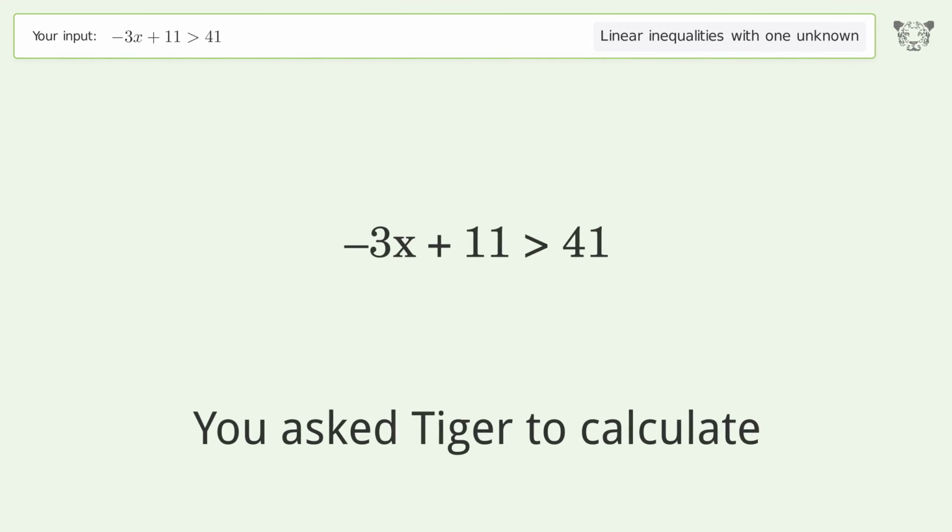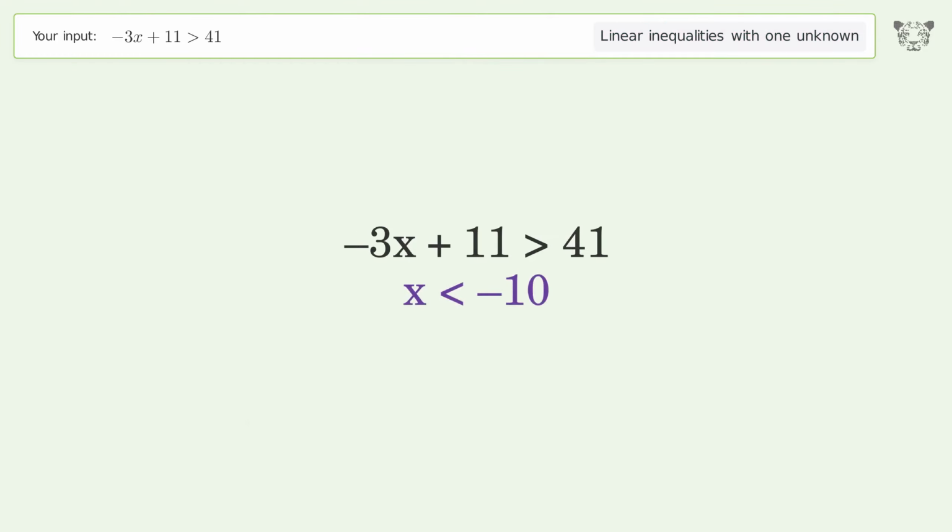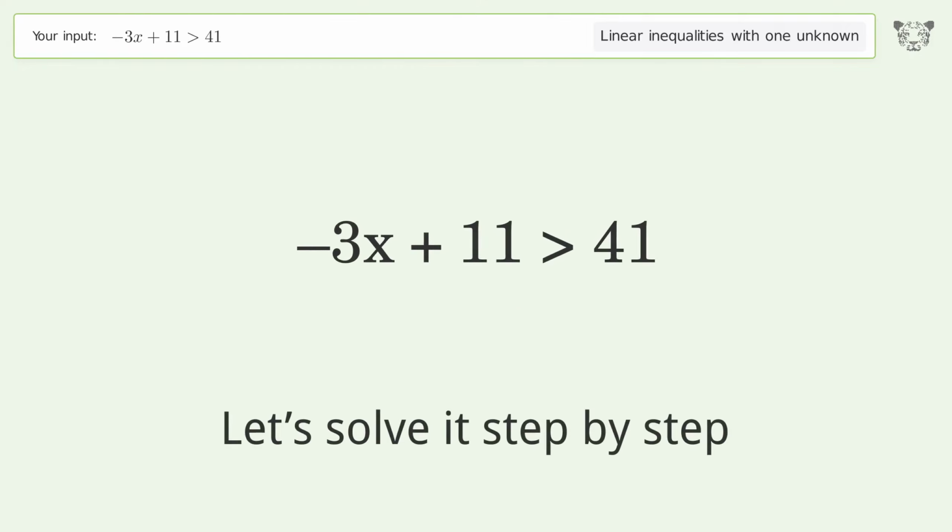You ask Tiger to calculate. This deals with linear inequalities with one unknown. The final result is x smaller than -10. Let's solve it step by step.